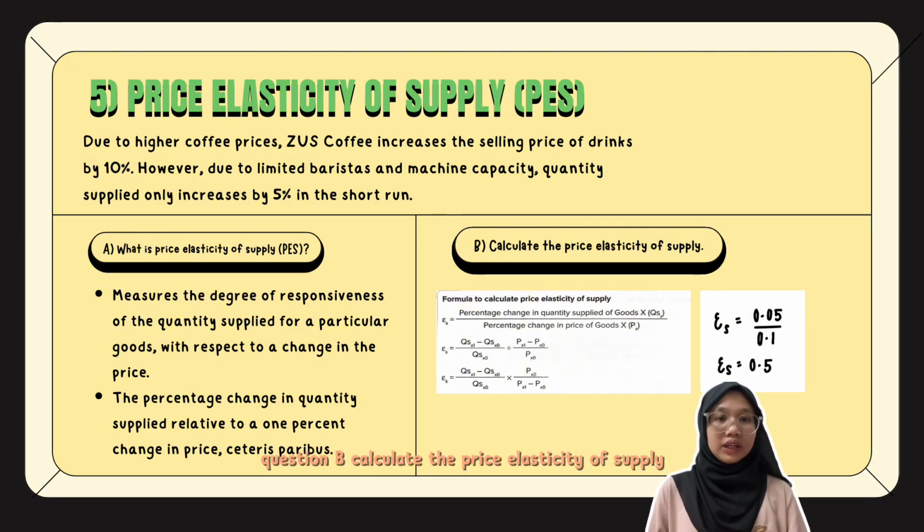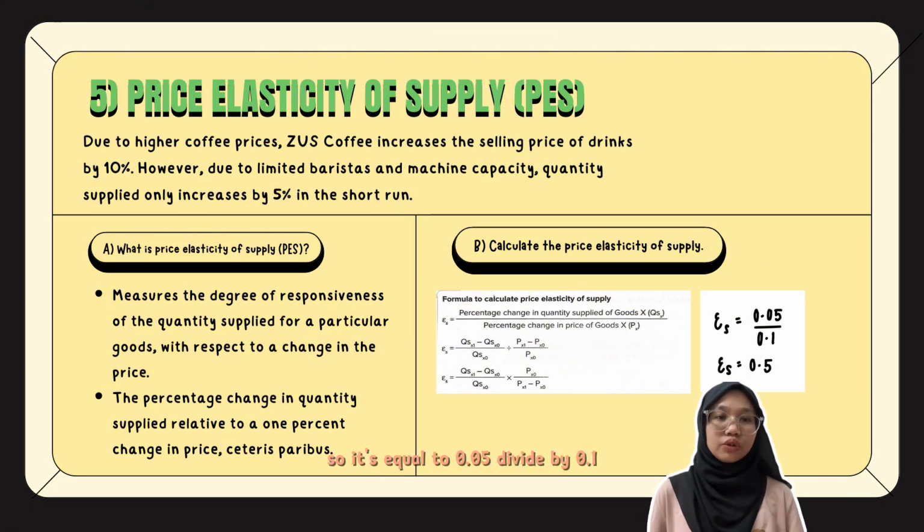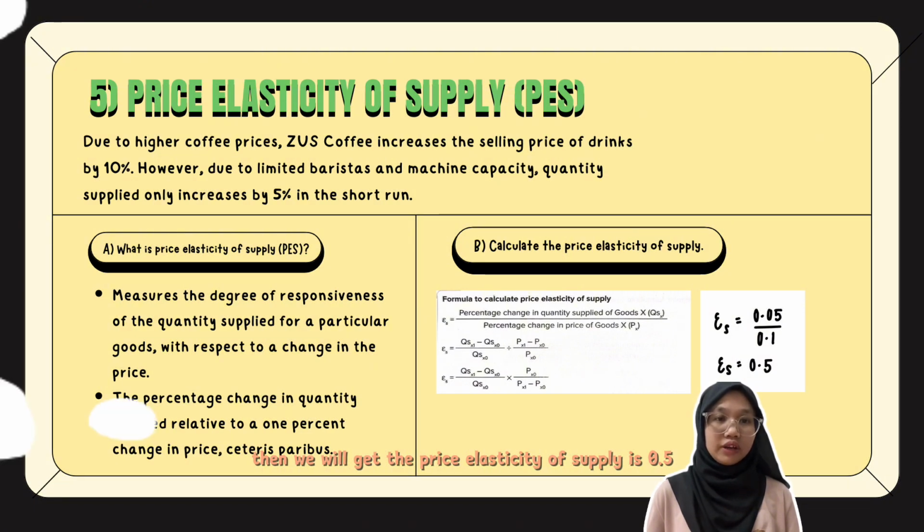Question B. Calculate the price elasticity of supply. The formula is percentage change in quantity supplied of the good divided by percentage change in price of the good. So it is equal to 0.05 divided by 0.1. Then we will get the price elasticity of supply as 0.5.